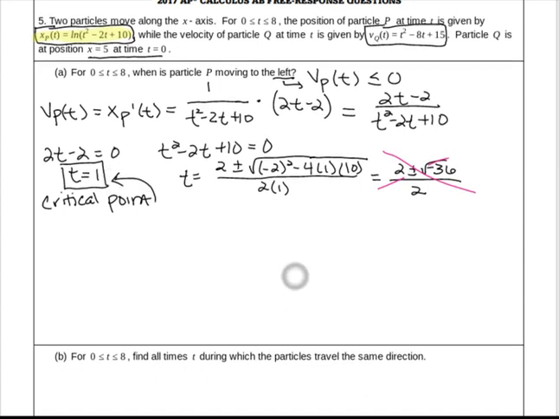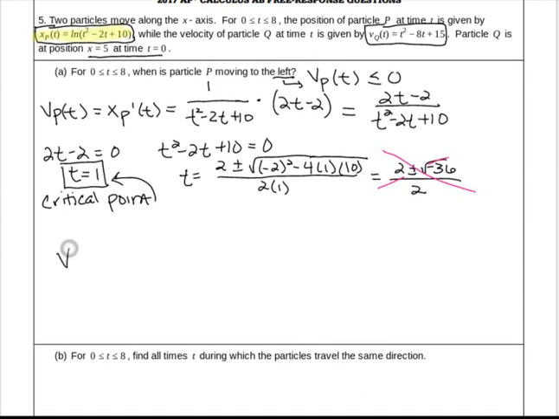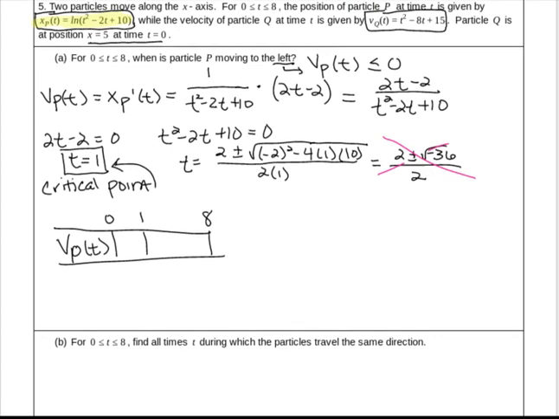At t equals 1. So now we can do our sign analysis. So the velocity of particle P, let's see, we know we're starting the interval at 0. We have a critical point at 1, and this ends at 8. So if I want to pick a point between 0 and 1 and plug it in to figure out the sign, I'm going to be plugging into my velocity function right here. So if I plug in, let's say 1/2, on the top I would get a negative, on the bottom I would get a positive. So overall then I would have a negative answer.